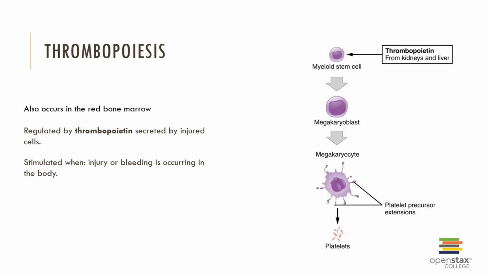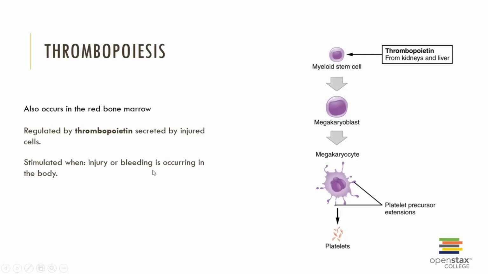Then we have the platelets, thrombocytes, and we call this production process thrombopoiesis. All right, so here we have the myeloid stem cell, which is in the kidneys and the liver, and that yields the megakaryocytes, and then eventually it derives the platelets.